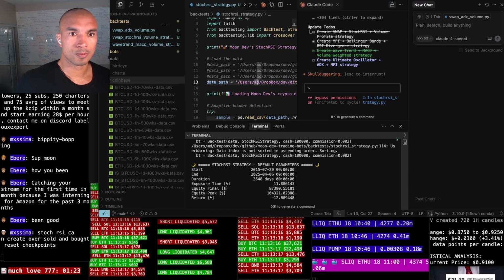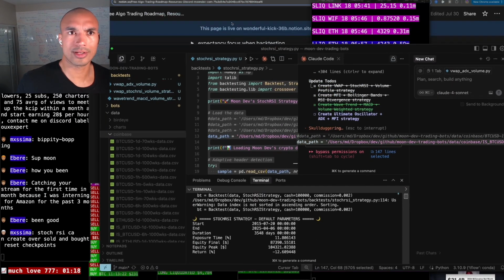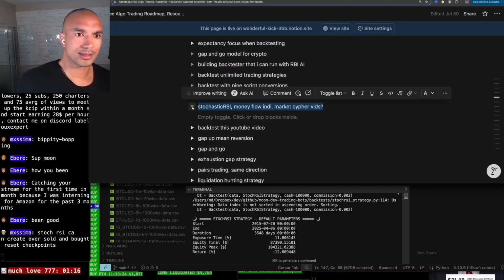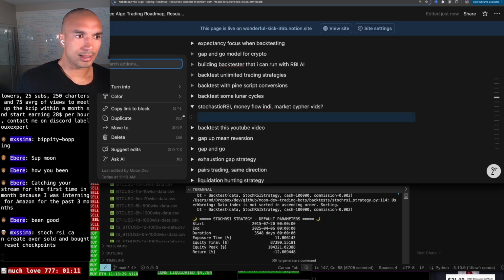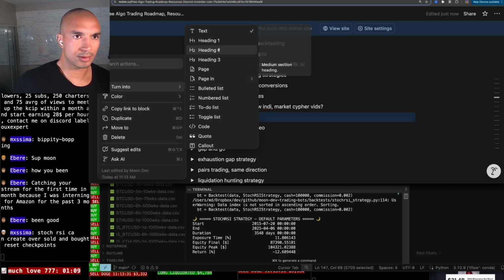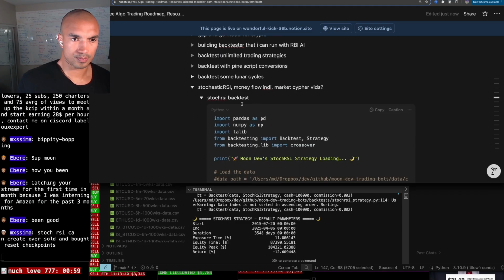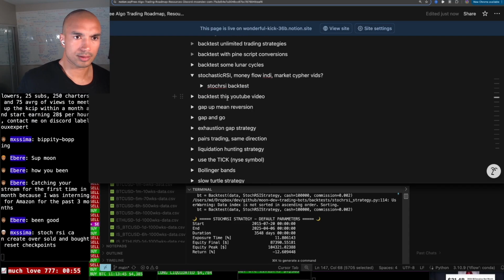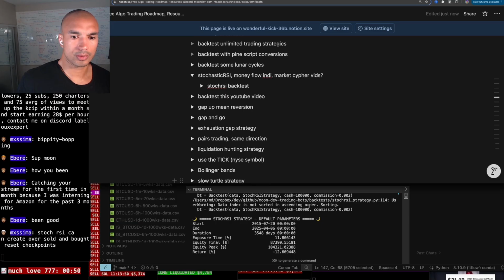Okay, cool. Well, that's test number 1, Stoke RSI strategy. I'm just going to put all of these inside of here because they can be developed. So let's say turn into toggle list. Stoke RSI backtest. There we go. Now I can duplicate it for next time.